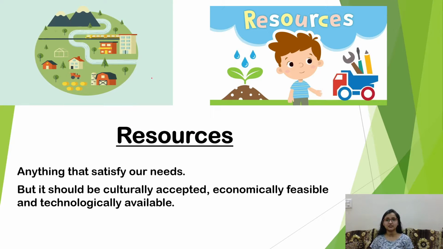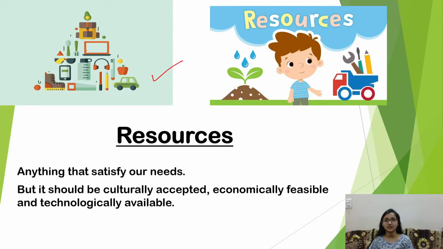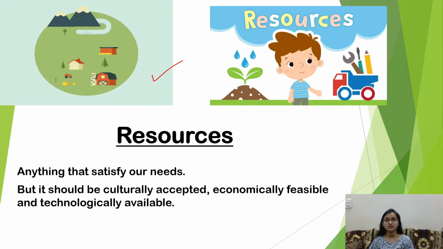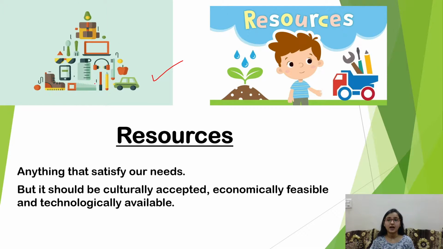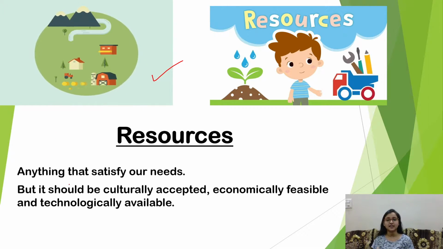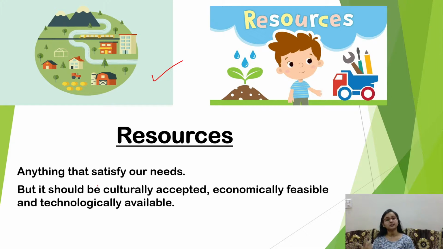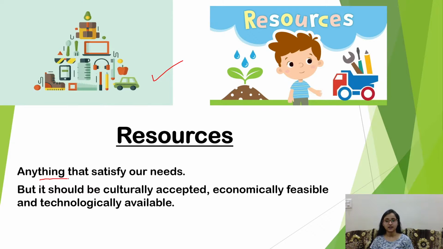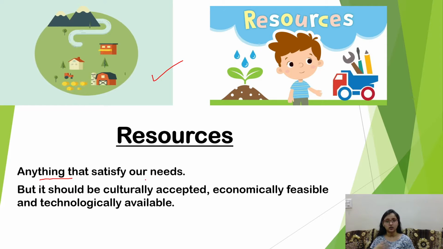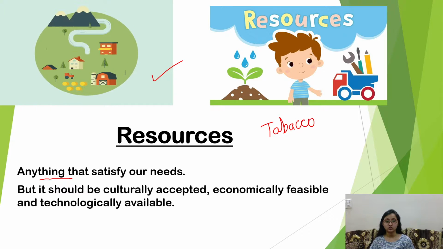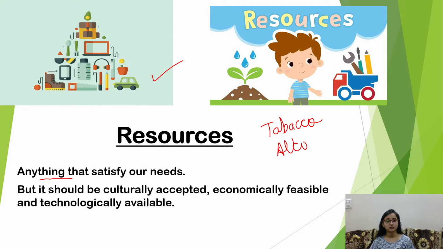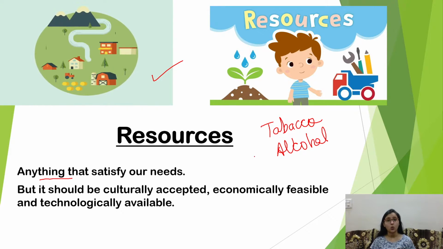As you can see in this picture, there are cars, houses, rivers, and all these are part of the environment. Anything that satisfies our needs is called a resource. But tobacco isn't a resource. Tobacco is not our resource, or alcohol is not our resource. Why?